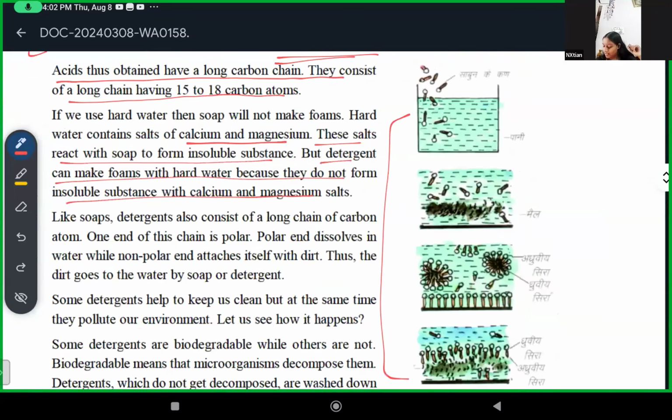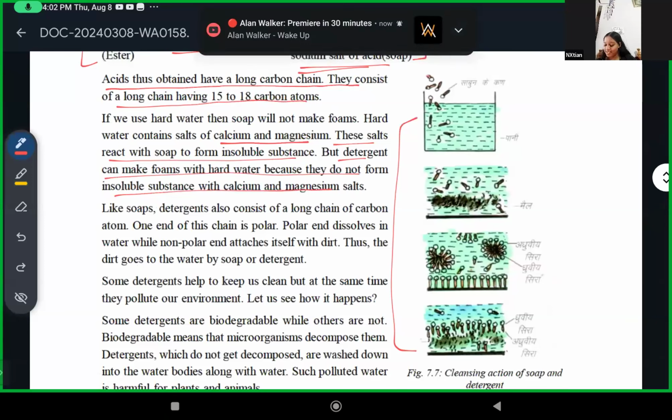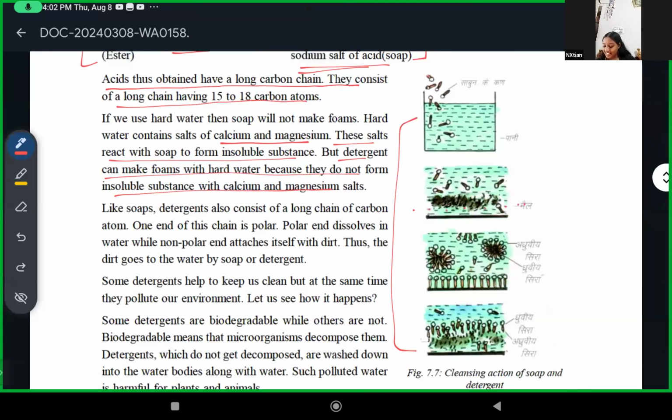This is how soap removes dirt. Here is a diagram of how you can wash away dirt with soap. Soap molecules get to the dirt and impurity and settle beneath it. Then the impurity goes up and is removed with water.